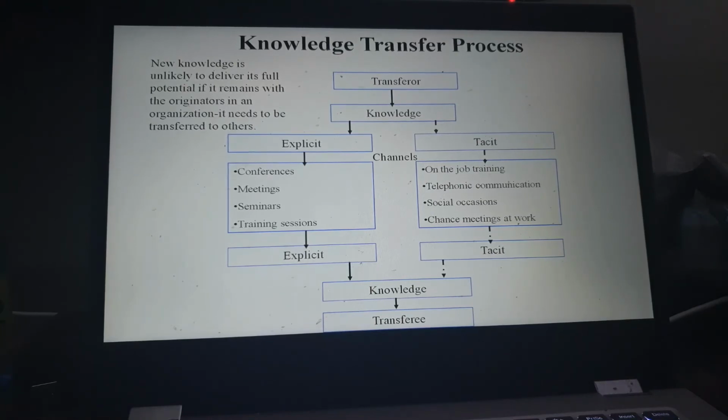Telephonic communication. Social occasions. You go somewhere and you learn the culture of some other group, how they are behaving. All those you are learning, and that's how you transfer that tacit knowledge. Meetings at work. So all those are the two main categories of knowledge, and they all actually reach the transferee, whoever is receiving the knowledge. So those are the channels of doing knowledge transfer.